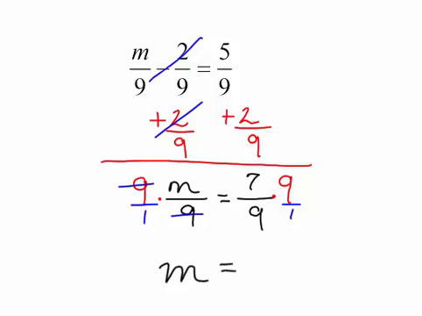I can multiply straight across and then reduce, or I could go ahead and cancel those 9s. And 7 times 1 is 7. In the denominator, 1 times 1 is just 1. The answer is 7. So in this example, we solve this equation by undoing our adding and subtracting, and then undoing our multiplying and dividing.